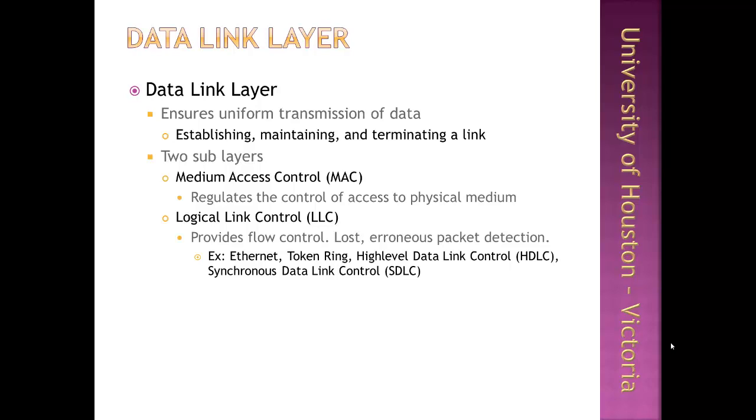Examples of data link, or rather logical link control, are Ethernet, which is essentially that LAN cable that we are all familiar with, token ring, high-level data link control, or HDLC, and synchronous data link control, or SDLC. These are essentially mechanisms by which a network is architectured, and the flow of the data is being controlled by these mechanisms over different networks.